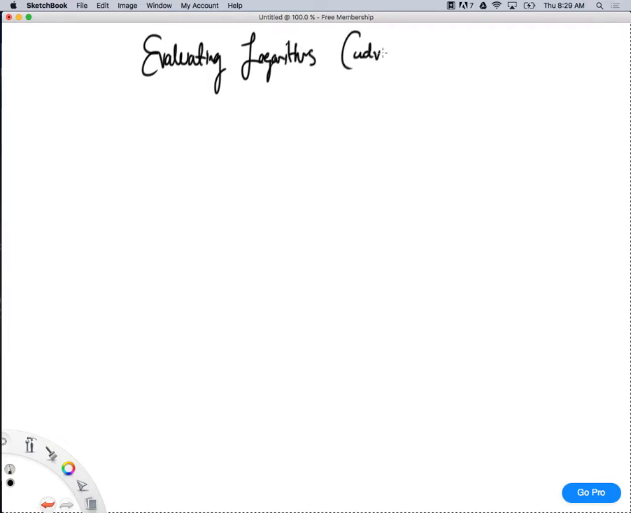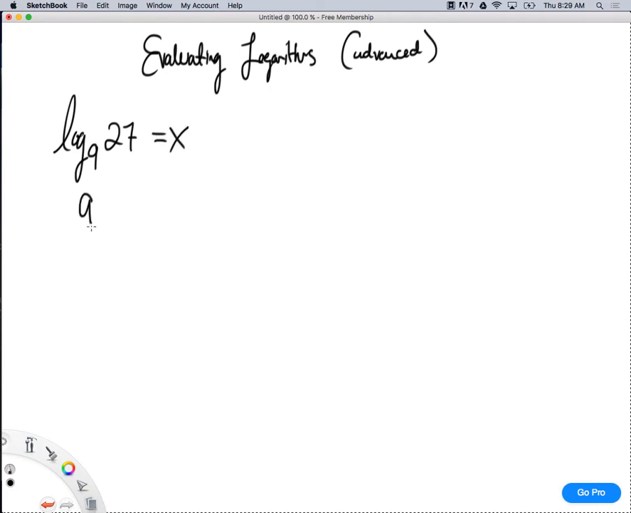Next. Evaluating logarithms, advanced. So, what if I give you something like log base 9 of 27? Well, in this case, 9 is not a root of 27, so I can't just make it simple and say it's the third power or something like that. So I set this equal to x. This then becomes 9 to the x equals 27.